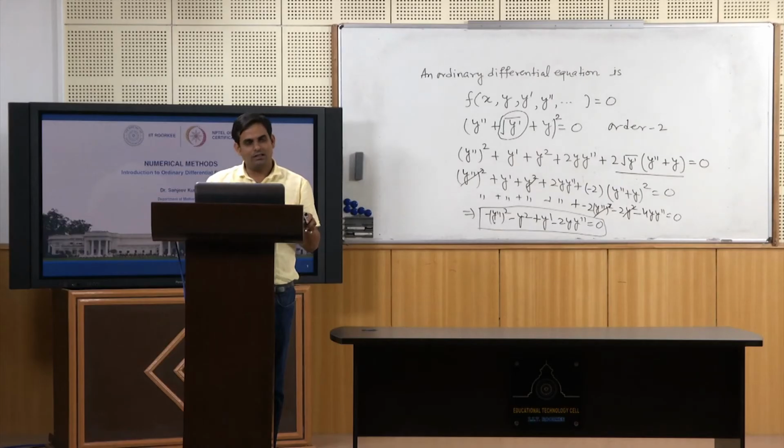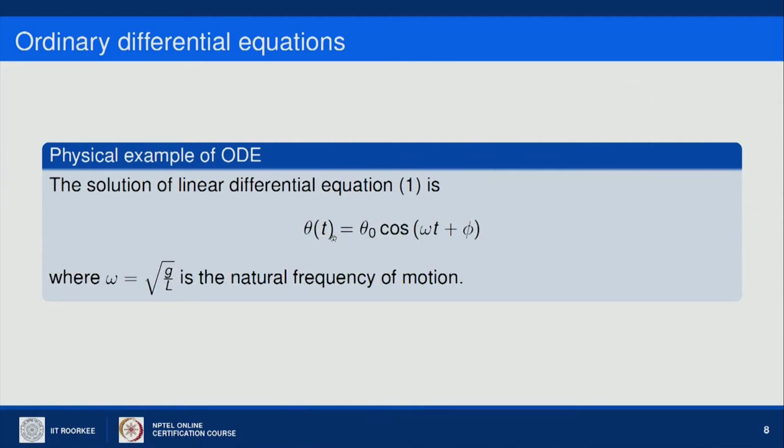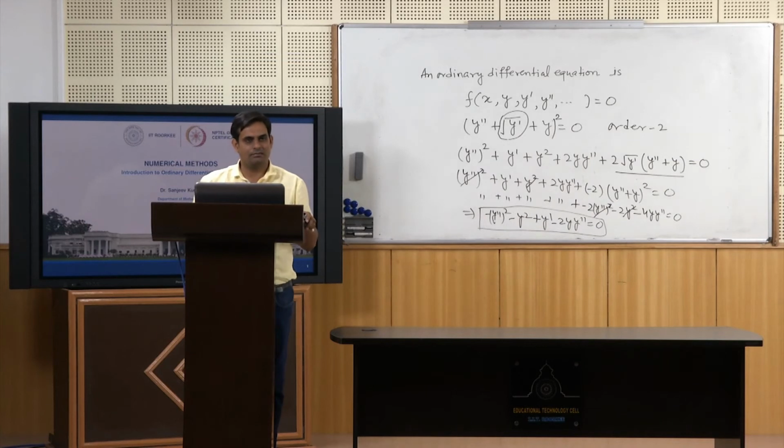We can solve this differential equation analytically, and the solution of this equation is given as theta at any time t equals theta 0, which is the initial angle, cos of omega t plus phi, where omega is square root of g upon L, and it is the natural frequency of the motion of the simple pendulum.